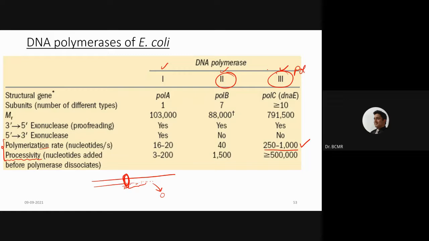There is also another activity, 3' to 5' exonuclease activity. If there was a wrong base added, the DNA polymerase can move back and remove it. There it is moving from 3' to 5' direction. So that is the proofreading exonuclease activity. That is present in all the DNA polymerases 1, 2, and 3.